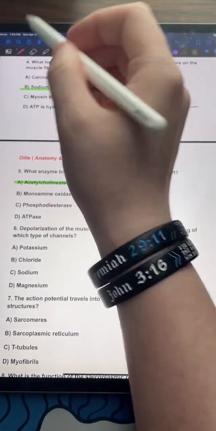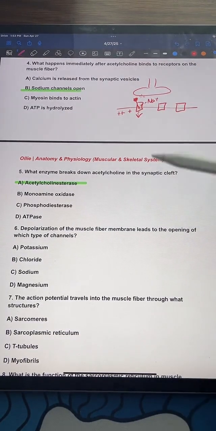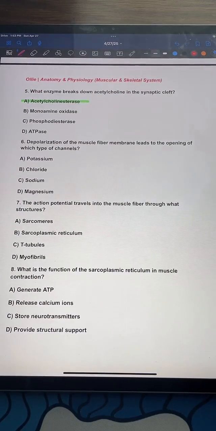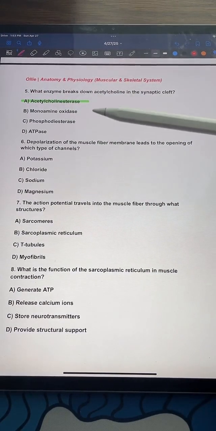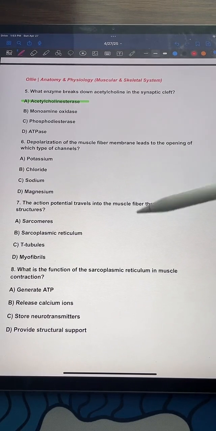Number 5, acetylcholinesterase is the enzyme that breaks down acetylcholine in the synaptic cleft after a muscle contraction. Number 6, depolarization of the muscle fiber membrane leads to the opening of which type of channel?